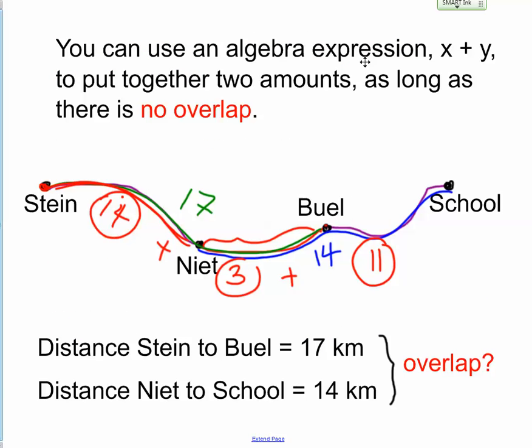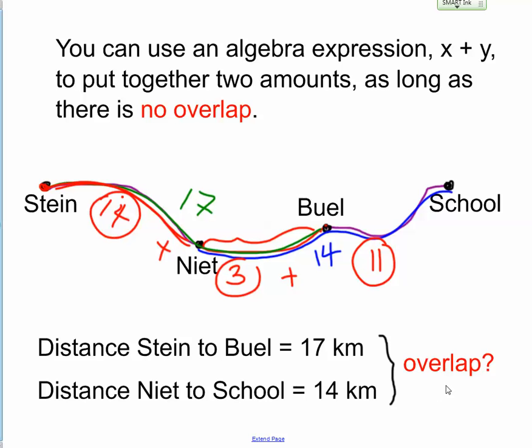So we started off with the algebra expression x plus y, which just means I'm going to put together something that is represented by x and something represented by y to get the total of x plus y. And I can always do that as long as there's no overlap. I thought the best way for you to figure out what an overlap is was to illustrate it with a map. When we started today, all I told you was the distance from Stein to Buell is 17 kilometers, and the distance from Niet to school was 14 kilometers. And I asked you, can you add 17 and 14 to get the distance, or is there an overlap?